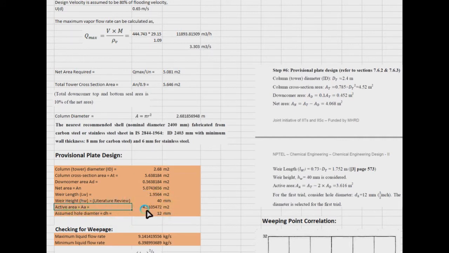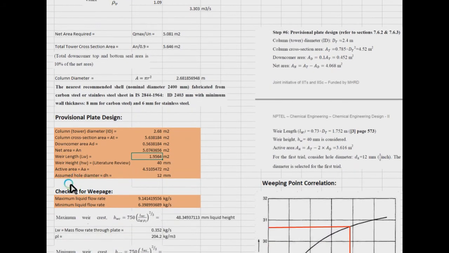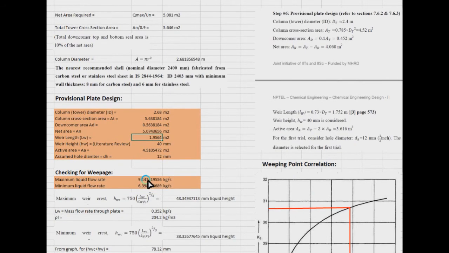The active area is represented here 4.5. It is available in literature, and as mentioned here, the active area is equal to A total area of cross section AT minus 2 multiplied by AD, the area of the downcomer. The area of downcomer was 10%, so by subtracting both terms you can calculate the active area at which the actual mass transfer is taking place. So the next thing, we have to assume the hole diameter. Like here we have assumed a 12 millimeter hole diameter.